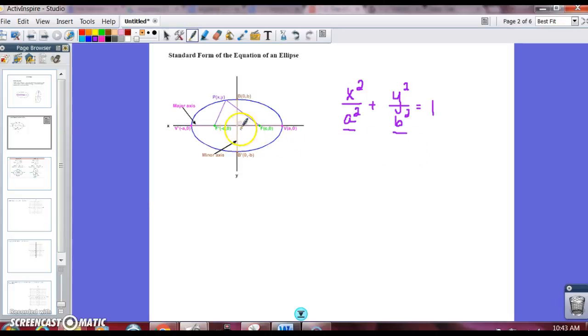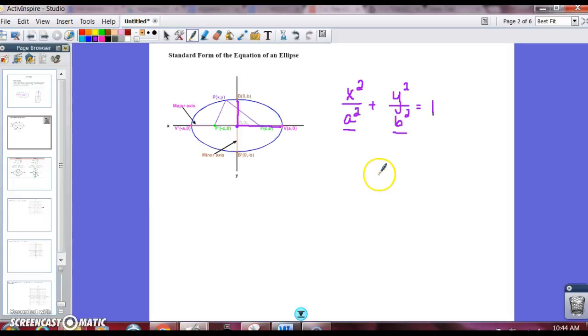So what is a? A is your distance from the center of your ellipse out to one of the endpoints of your major axis. Okay, so from the center out to there is your distance a. The distance b is from the center to the endpoint of what we call the minor axis. Okay, so that smaller axis is your minor axis, and the distance from the center to the endpoint there is b. When you plug it into the equation, the a and the b get squared.